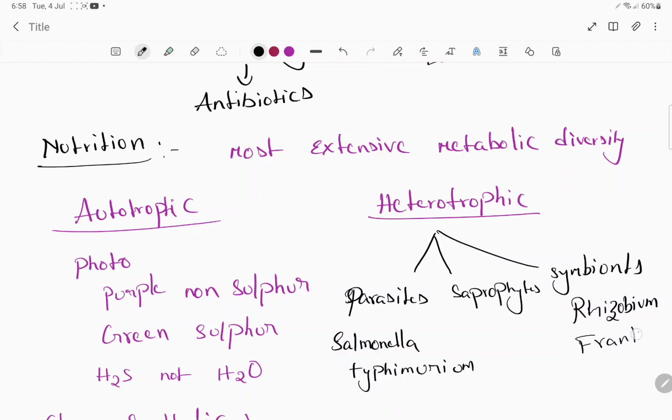Frankia. These are present in the root nodules, and the bacteria are able to fix atmospheric nitrogen in leguminous plants, while receiving organic food. The mutually beneficial relationship between two types of organisms, we call a symbiotic association.